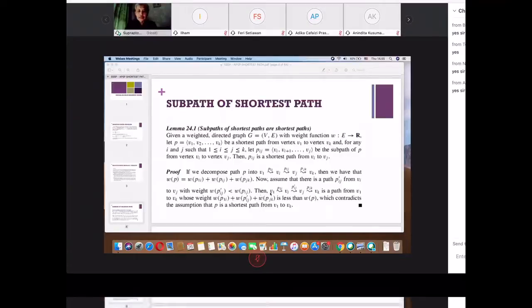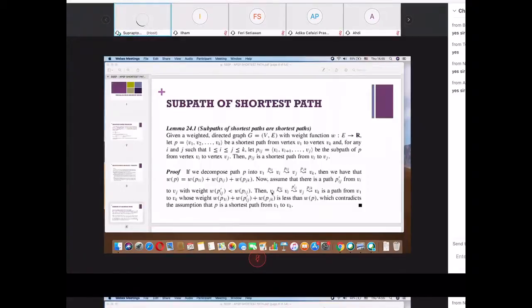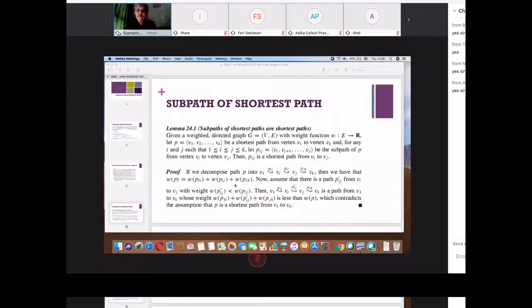Well, in this case, then we will have this other path from Vi to Vk. We just replace Vij with Vij prime, and we still have a path from V1 to Vk, right? But when we determine the weight of this new path, we will have a weight smaller than the weight of the previous one. It's contradictory to the statement that P is the shortest path, right?